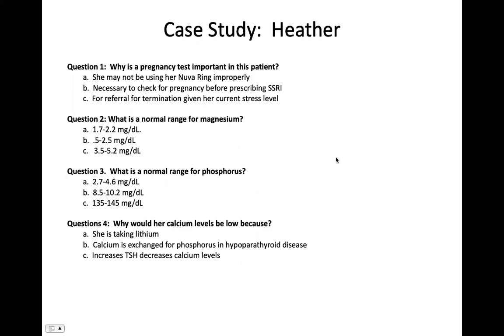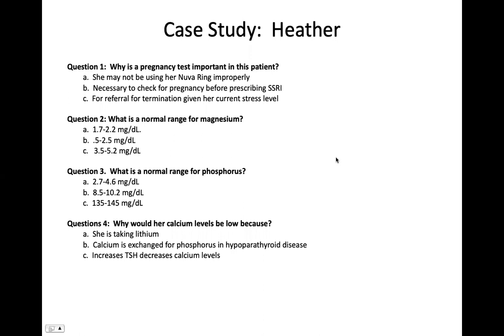Okay. So why is that pregnancy test important? Because of the SSRIs. Exactly. And what's the problem? We don't want to give her any medication that could cause an injury to the fetus. Correct. So it's got like a C classification. Okay. All right. Question 2.